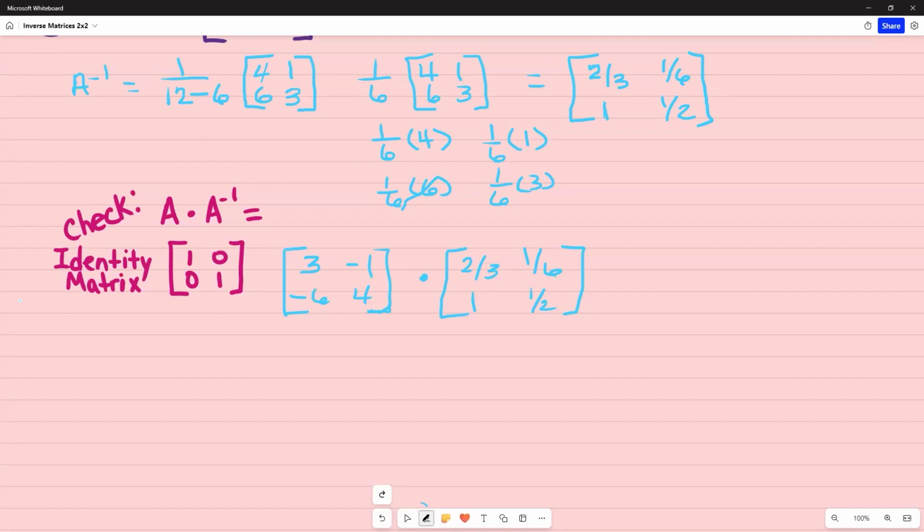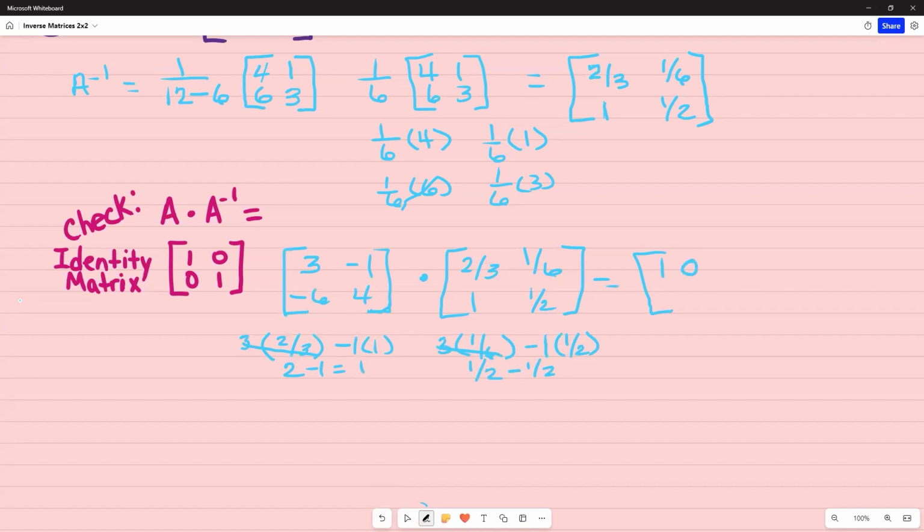So this is what it would look like. It's going to be 3 times 2/3, and then I have negative 1 times 1. Once I simplify this, I have 2 minus 1, which is 1. So we're off to a good start because that first element is actually 1. And then I'm going to go across to the first row in the first matrix and the second column in the second matrix. So that's 3 times 1 over 6, and then negative 1 times 1/2. If I simplify that, this is 3/6, which is really 1/2. And then negative 1 times 1/2 is negative 1/2. So that gives me 0.